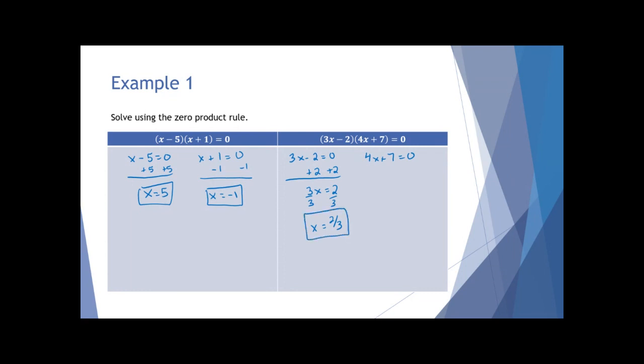So that's one solution. The second one, I subtract 7 from both sides, which gives me 4x equals negative 7. And then I divide both sides by 4. I get x equals negative 7/4, and that is your second solution. So once it's factored, the solving is actually quite easy, because you're just solving a linear equation after that. The hardest part is probably the factoring part.